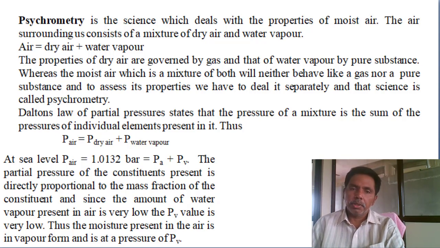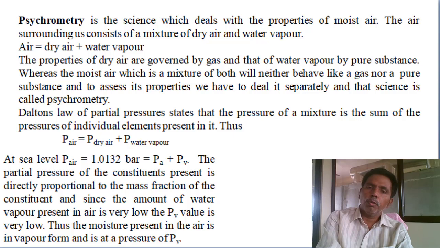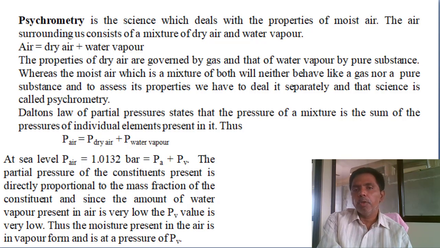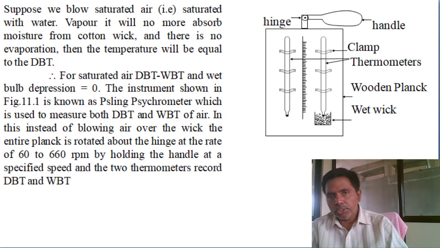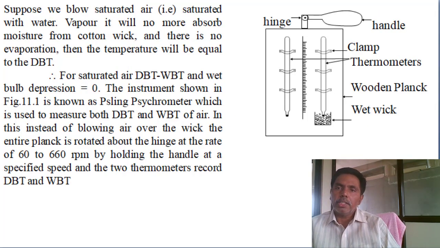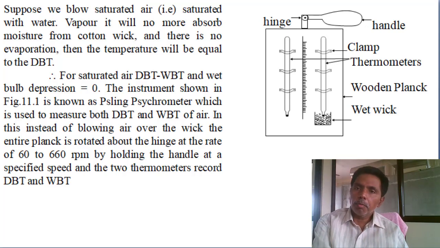The science which deals with the perfect gas plus pure substance is called psychrometry. The pressure is measured as the pressure of dry air plus the pressure of water vapor, according to Dalton's law of partial pressures. The pressure of atmospheric air is generally 1.0132 bar. So what are the properties generally? One science we are studying means the science deals with some properties. These are the thermometers. You can see.